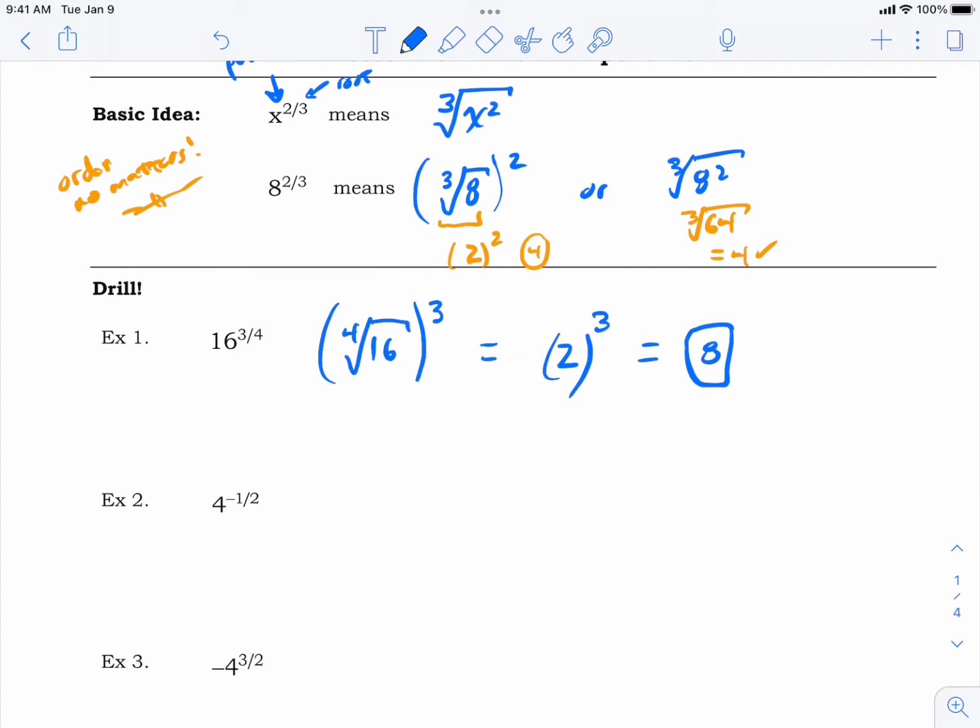Notice it's nothing like taking 3/4 of 16 and getting 12. It's nothing like that at all. It's the 4th root of 16 and then cube that. You end up with an 8.